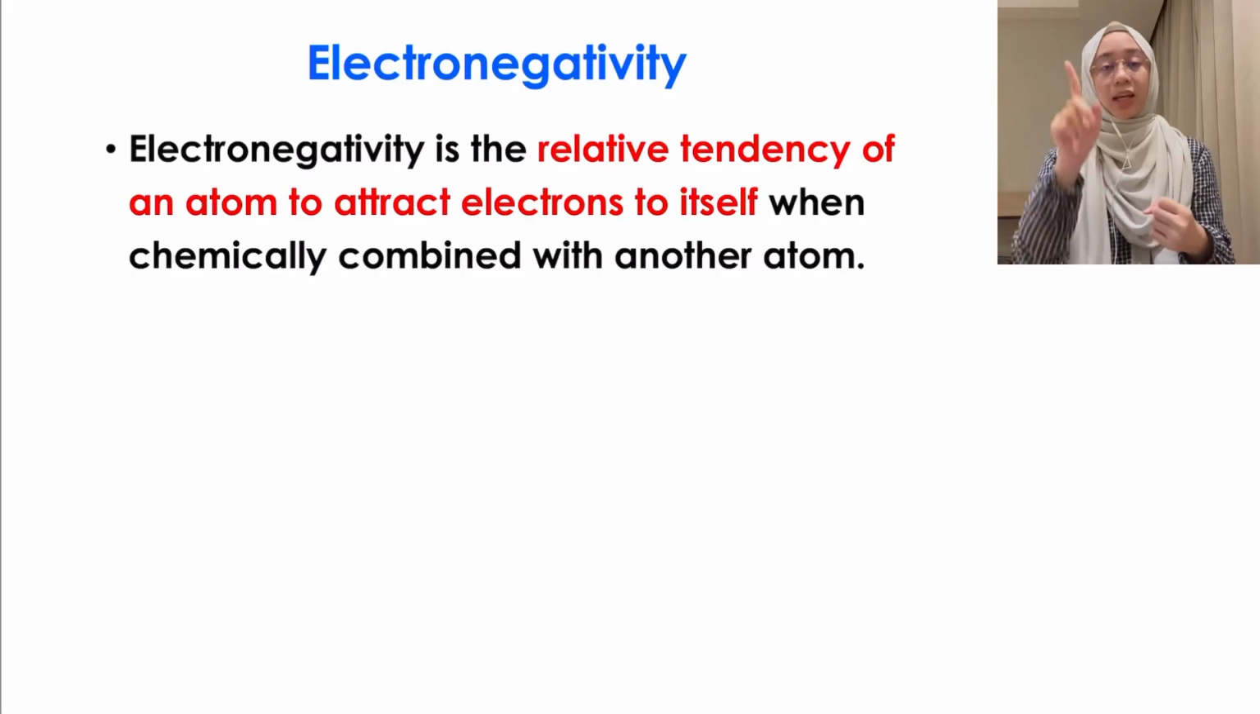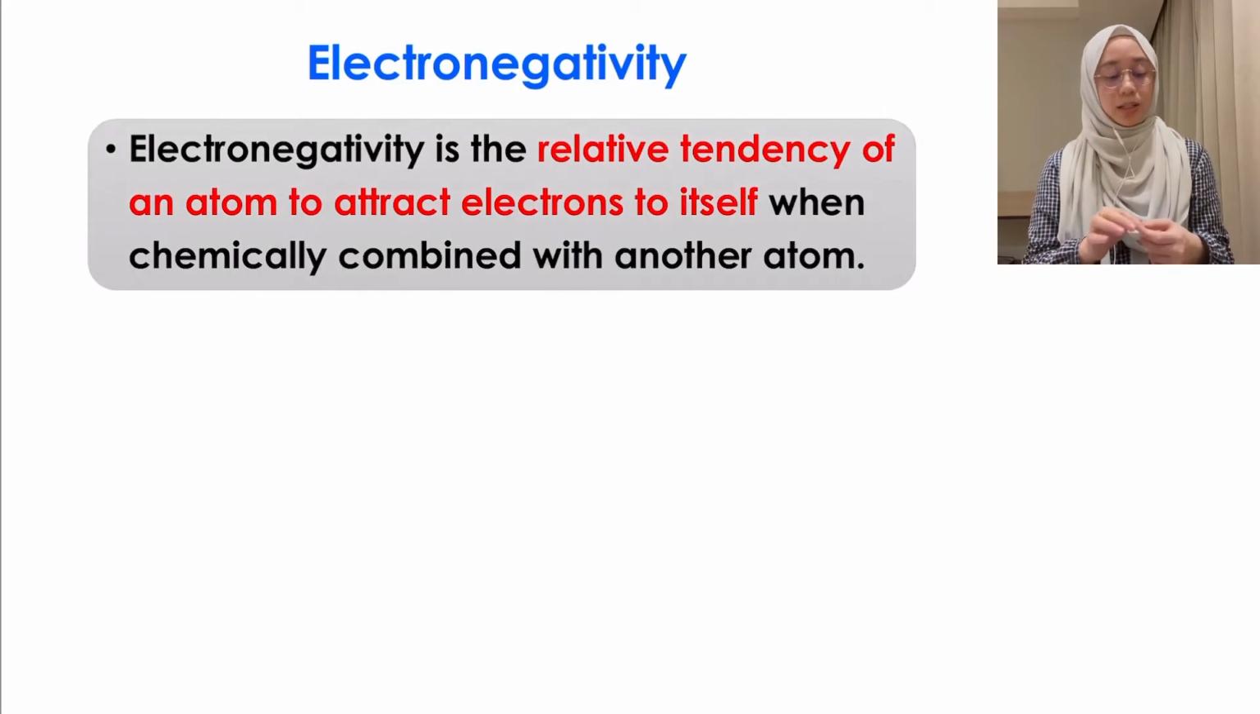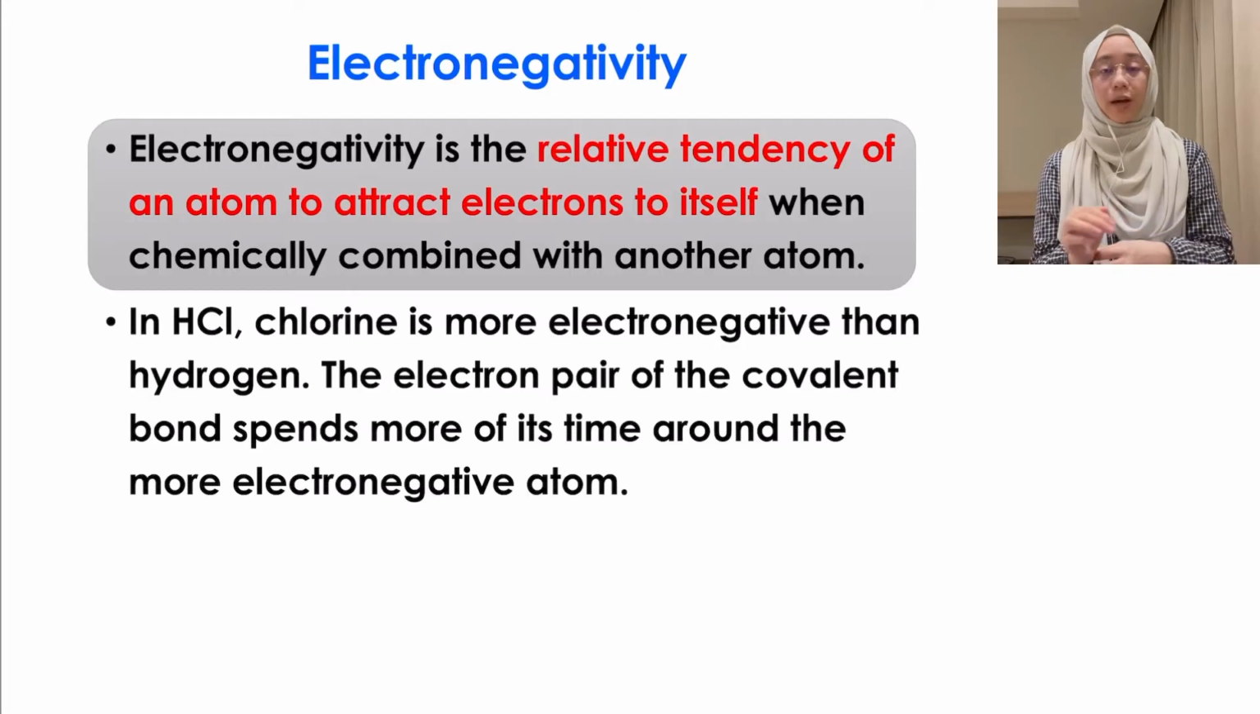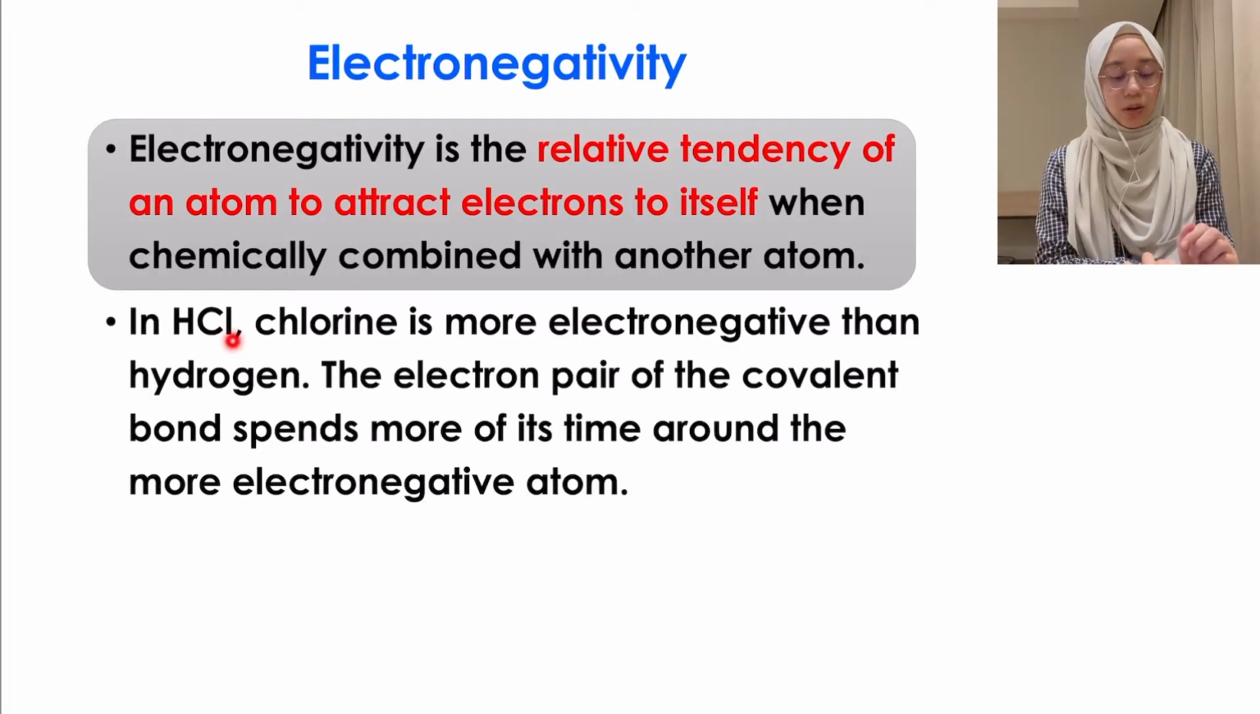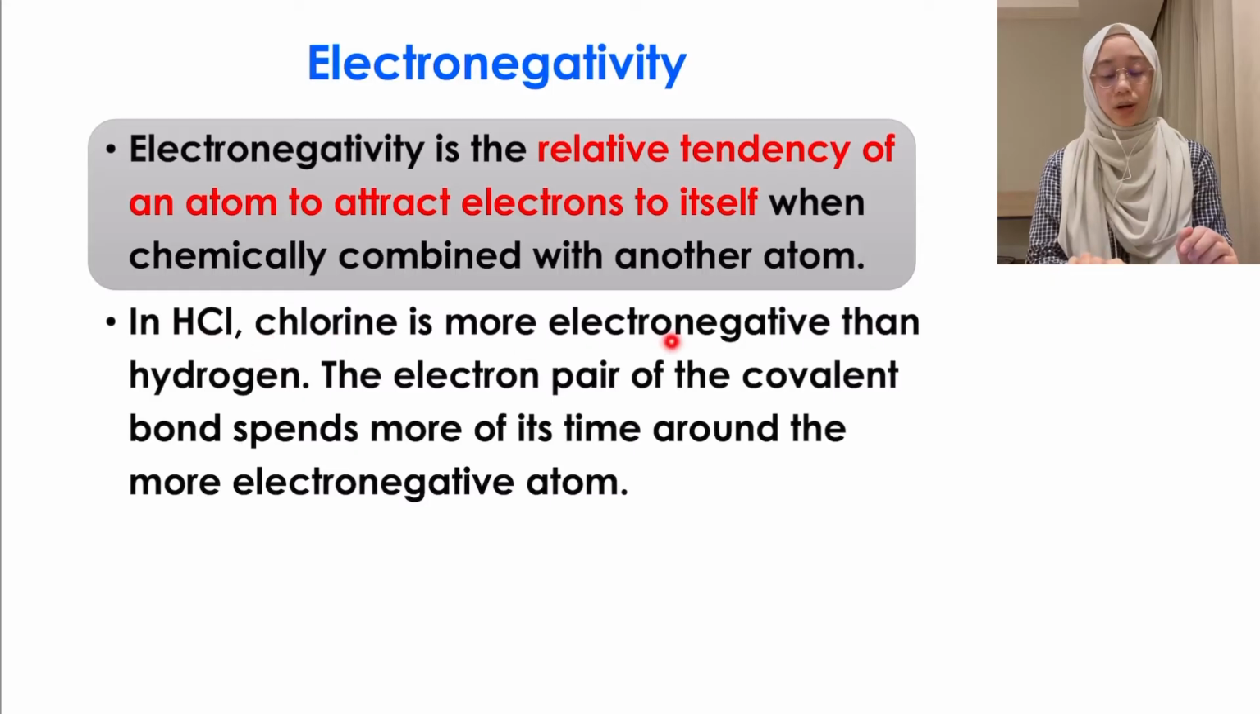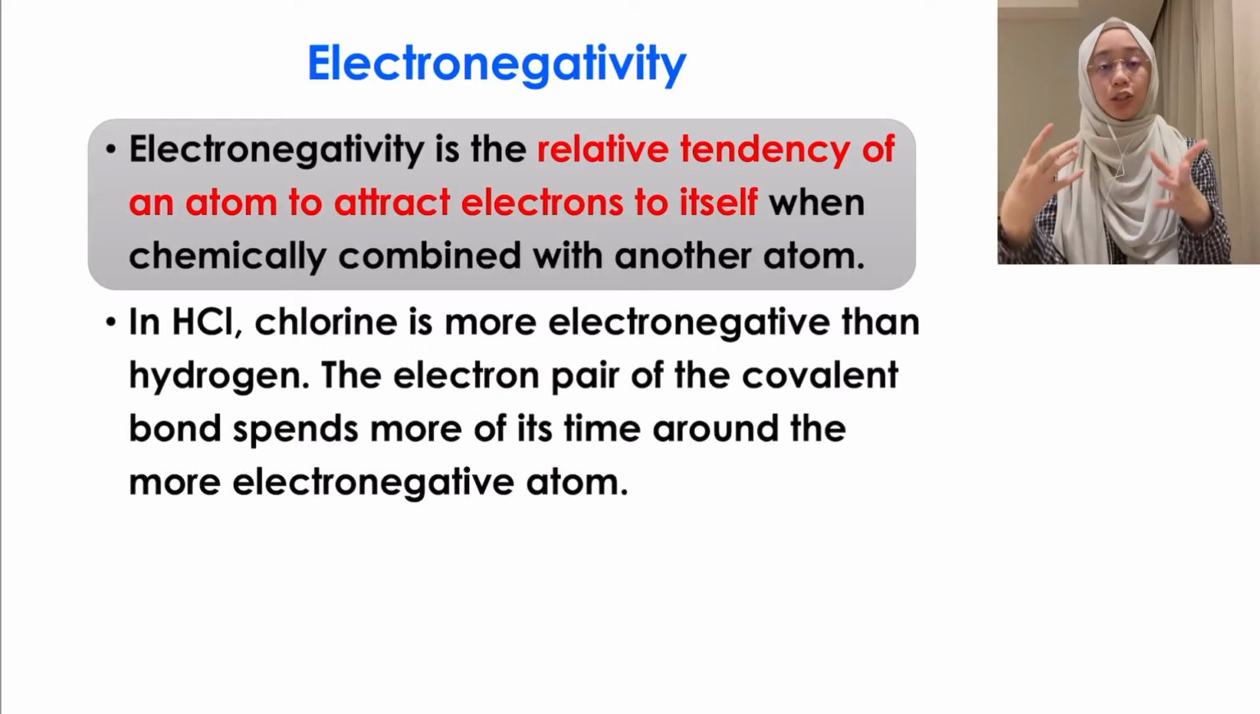But we focus more on when the two atoms are different. For example, if we have HCl, in the case of HCl, chlorine is more electronegative than hydrogen. So for them, they will share their electrons. For the electrons that they share, since chlorine is more electronegative, the electron pair will spend more time around the more electronegative atom.